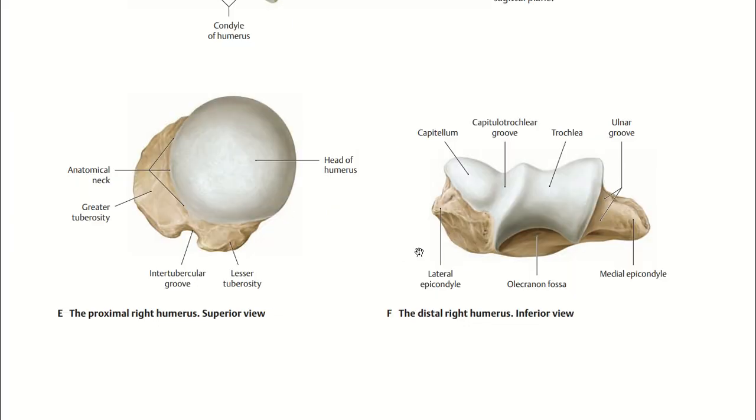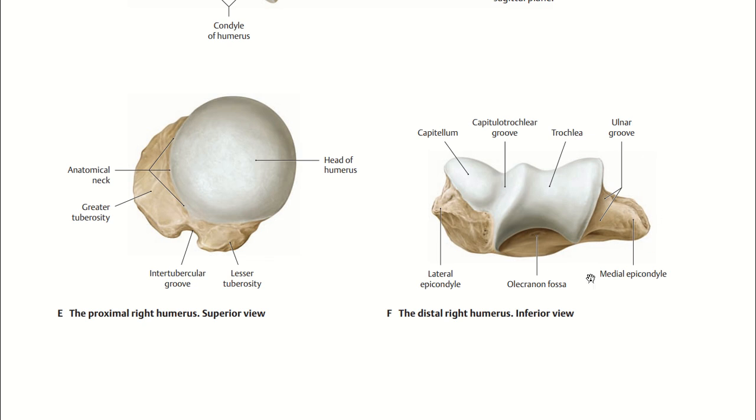Right, so from this diagram, this is your proximal end, which is the head of the humerus, one third of a sphere, the anatomical neck, the greater tuberosity, the intertubercular groove or the bicipital groove, which accommodates the long head of the biceps tendon, the lesser tuberosity, the attachment of the subscapularis muscle. This is the distal end of the humerus.